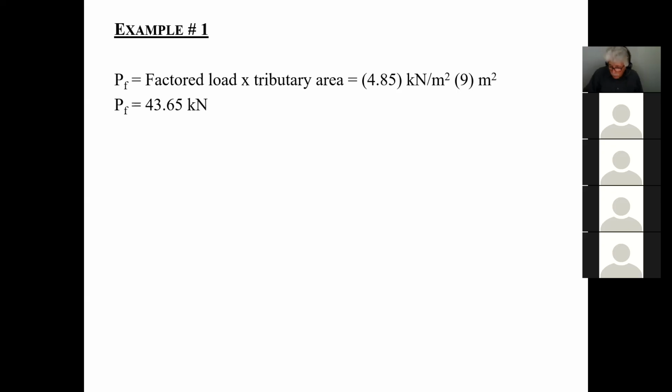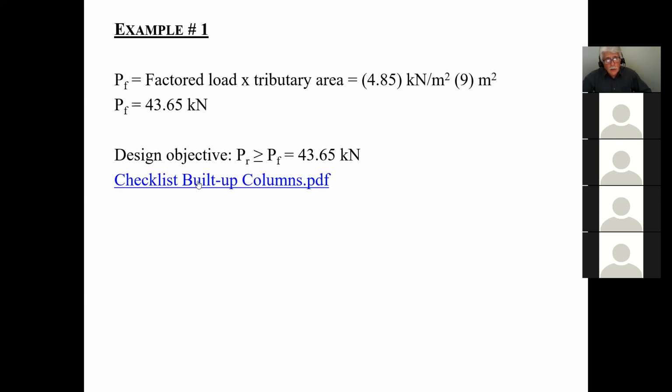I need to find a PR greater than my PF value. When I go to the table, the only thing I have to worry about is the length of my column. I know here we're talking about 3 meters. And of course, the species and the grade is something else I have to decide before I go to the table. Of course, PR has to be greater than PF. And therefore, as soon as I find a PR value in the table that's greater than the PF value, I'm okay. So here, I go to the built-up columns.